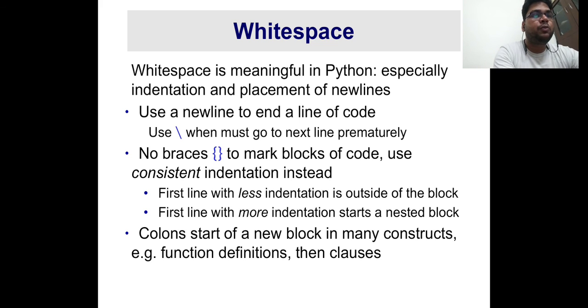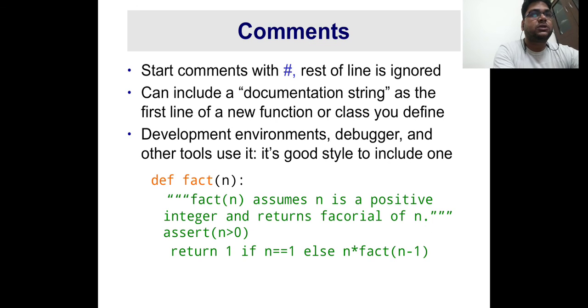A colon starts a new block in many constructs, for example function definitions and then clauses. Comments: to start a comment, you put a hash and the rest of the line will be ignored. You can include a documentation string as the first line of a new function or class you define. The development environment, debugger and other tools use it. It's good style to include one. Like you can see here, we are defining a function, fact, and all these details are under quotes.